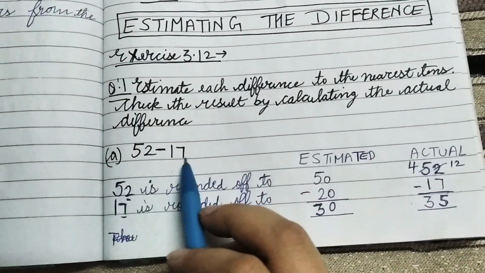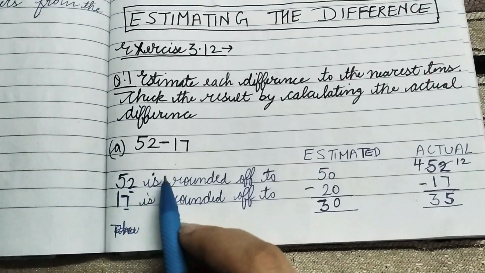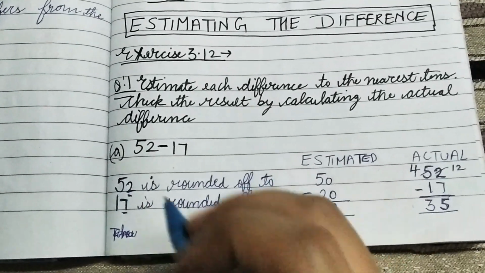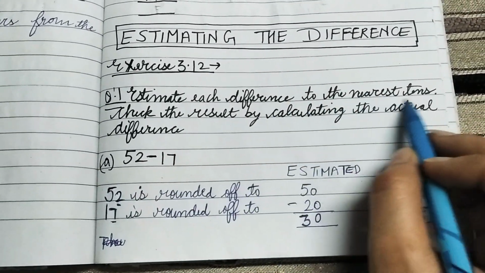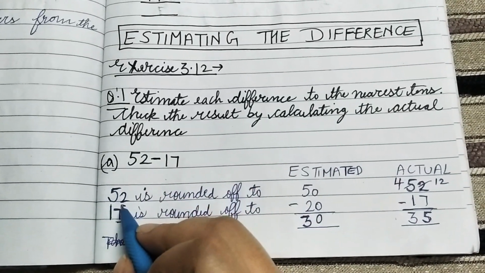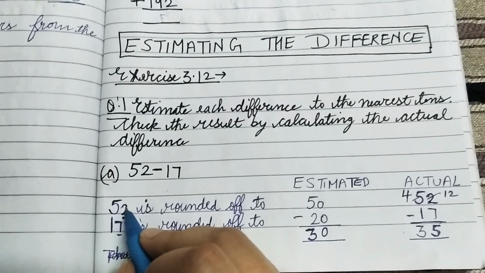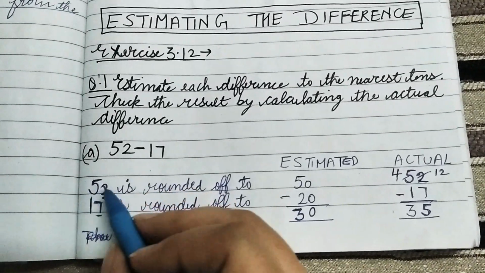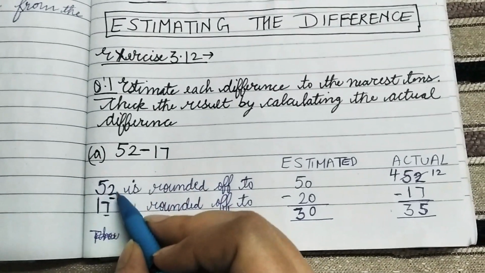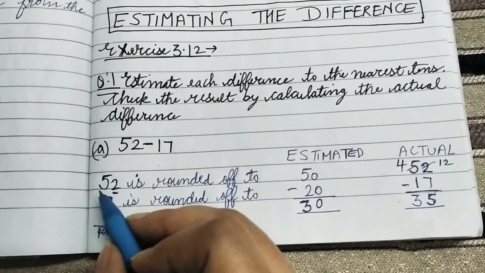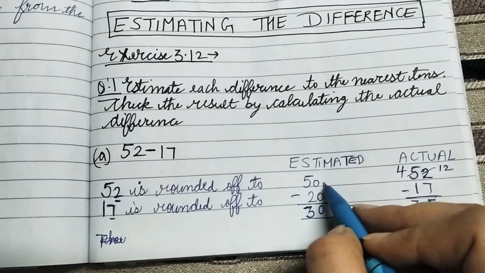First of all you will round off these numbers. 52 will be rounded off to... Now see, 52 you have to round off to nearest tens. That means you will concentrate on the ones place digit. Here ones place digit is 2, which is less than 5. That means you will replace the ones place digit by 0. Okay. So 52 is rounded off to 50.